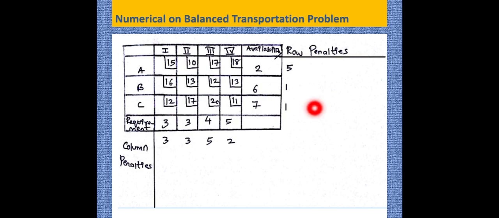Row penalties and column penalties are nothing but the difference between the two least costs in the respective rows or columns. For example, consider row 1, that is row A. Here the two least costs are 15 and 10. So 15 minus 10 is equal to 5. Similarly, come to row B. Here the two least costs are 12 and 13. 13 minus 12 is 1. At row C, the two least costs are 12 and 11. 12 minus 11 is equal to 1.